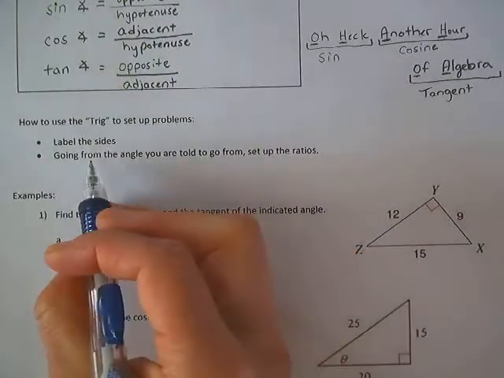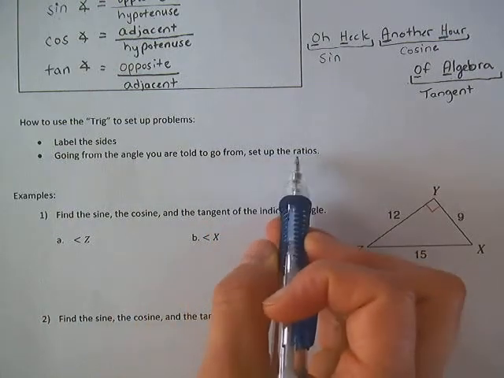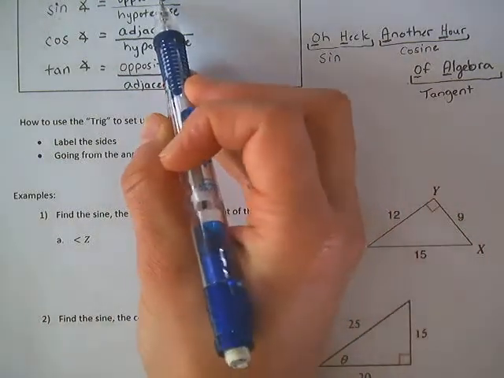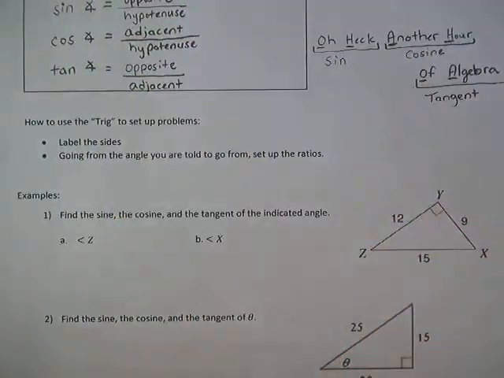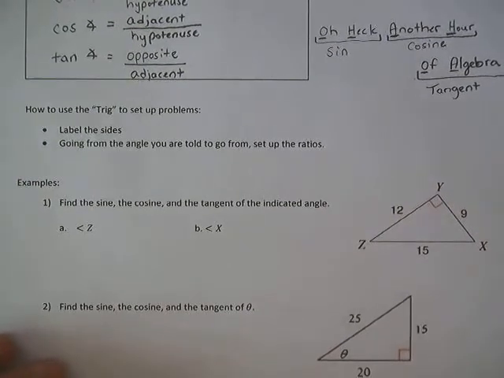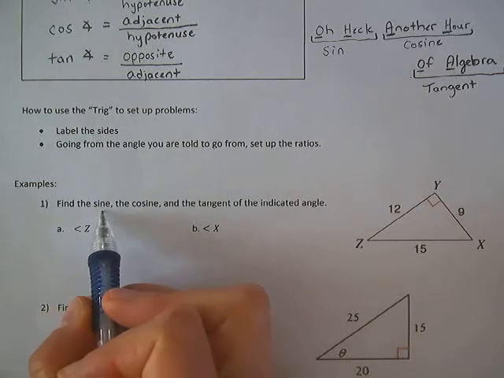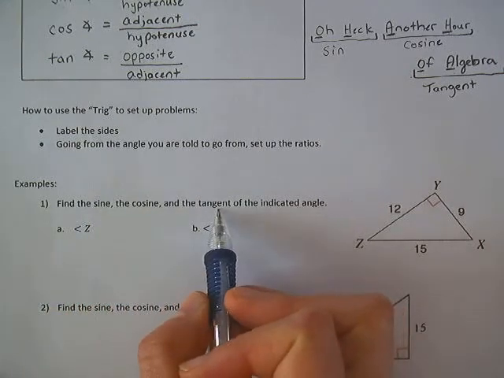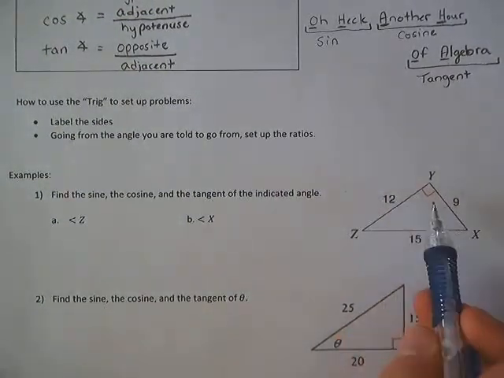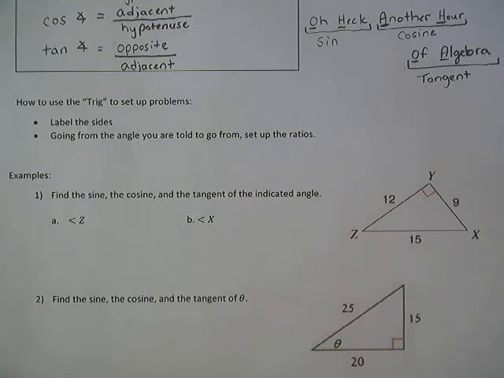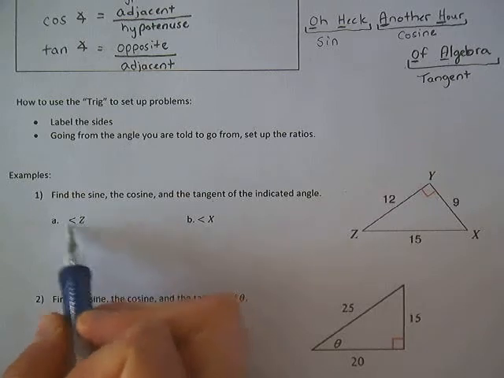And then after that, you're going to go from that angle that you're told to go from, and then you just set up the ratios. And so the ratios are actually these fractions right here, okay? And so we're going to practice a couple problems so you can kind of see how that works, all right? So number one, it says find the sine, the cosine, and the tangent of the indicated angle. All right, so we've got our triangle. It's a right triangle, so I know I can use the trig for it. And for part A, it says we want to go from angle Z.